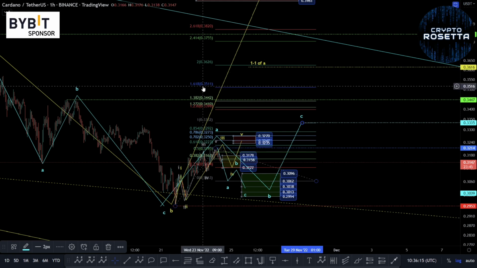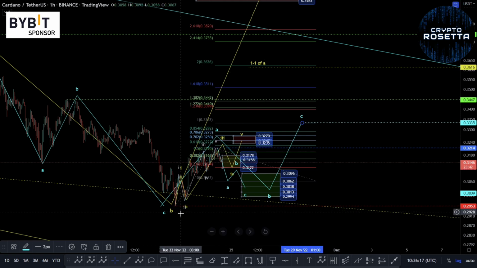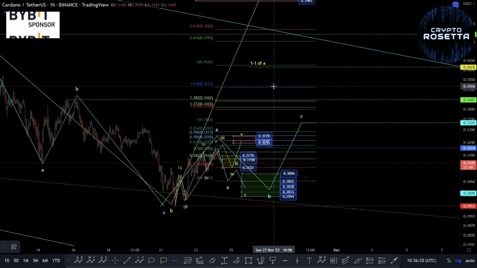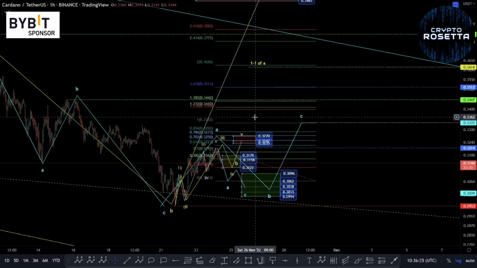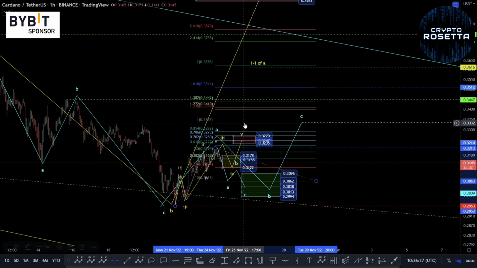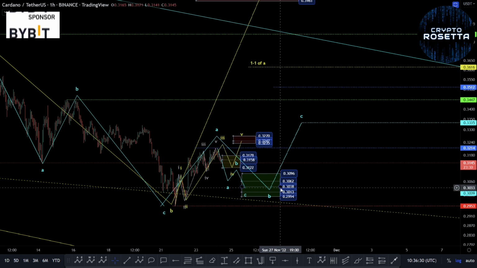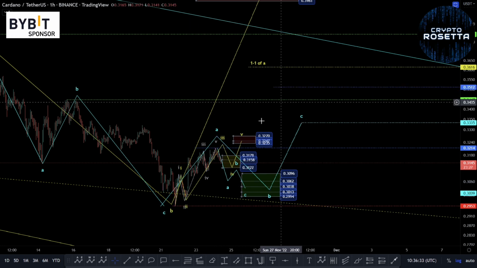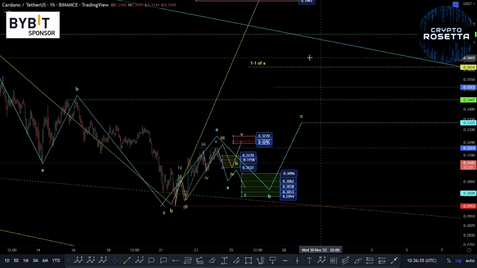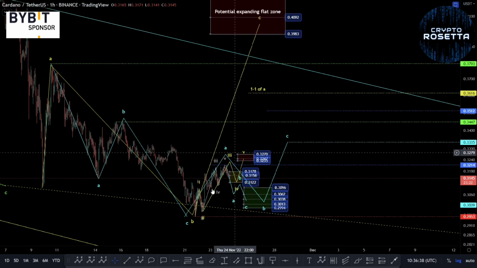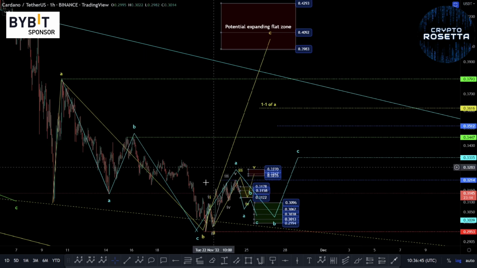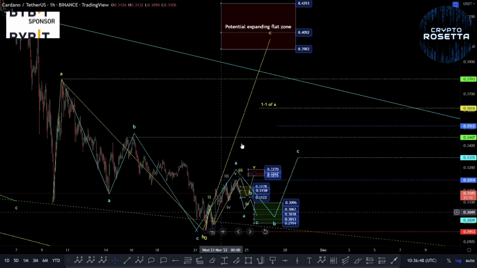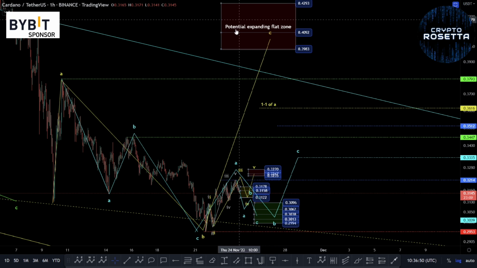A move up past this 0.3511 area, which I'm going to also mark. If we move up past that point and we progress in this A, B, and then we make a move up past here, then I would be looking at this rather as a 5-wave move to the upside. Potential target areas for this, should it develop like this, would be this 1-to-1 area here at 0.3616, or if it was going to become an expanding flat, this potential area up here.